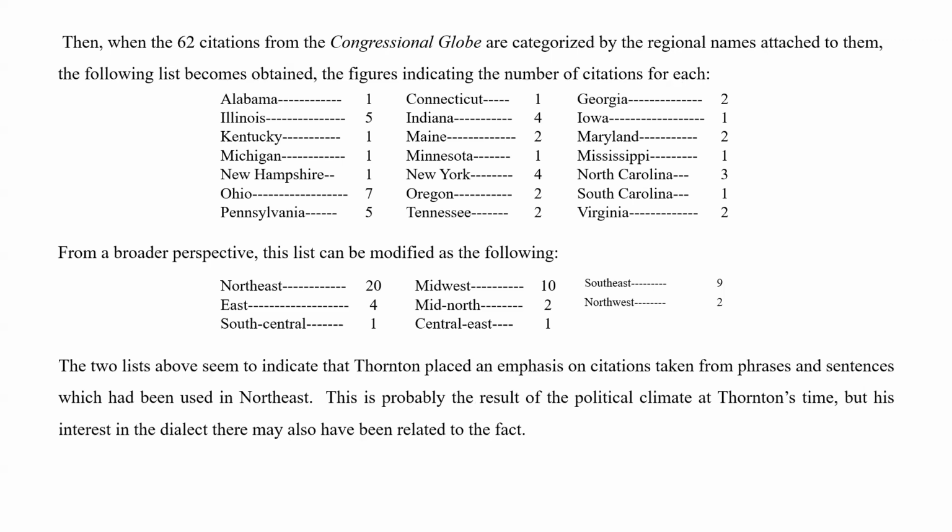From a broader perspective, this list can be modified as you see. The two lists above seem to indicate that Thornton placed an emphasis on citations taken from phrases and sentences which had been used in the Northeast. This is probably the result of the political climate at Thornton's time, but his interest in the dialect there may also have been related to the fact.